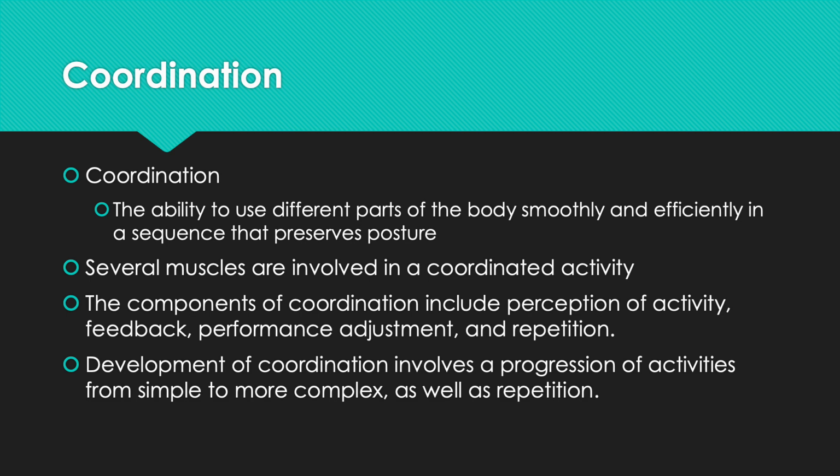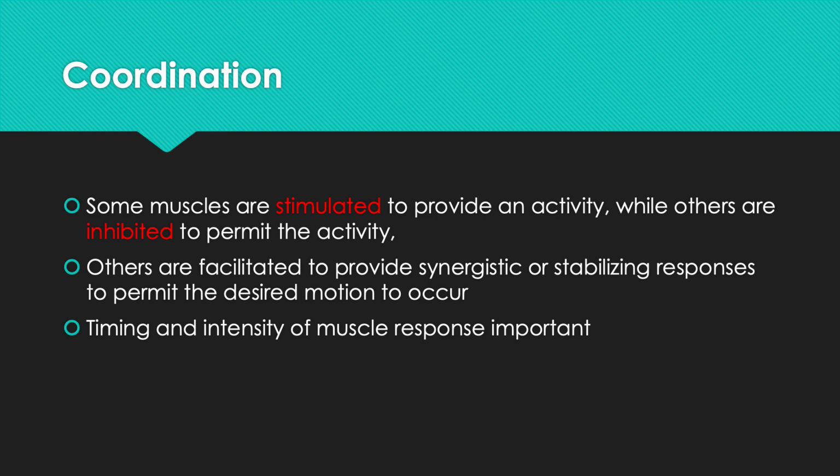Several muscles are involved in a coordinated activity, and the components of coordination include perception of activity, feedback, performance adjustment, and repetition. Development of coordination involves a progression of activities from simple to more complex, as well as repetition. For coordination, some muscles are stimulated to provide an activity, while others are inhibited to permit the activity. Others are facilitated to provide synergistic or stabilizing responses to permit the desired motion to occur.